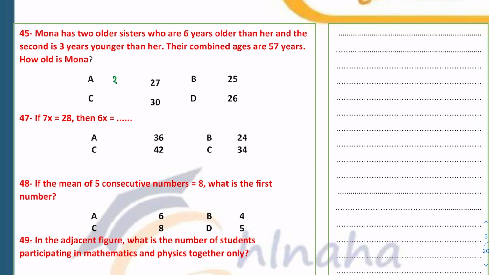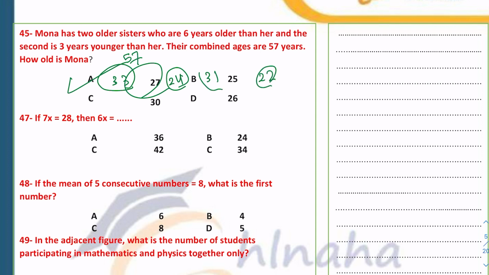We will add 6, it will be 33. And we will subtract 3, it will be 24. We have to add both of them. If I add 33 plus 24, it will be 57. So it's correct, it's letter A. In this scenario, it will be 31 and 22. If you add both of them, it will be 53, which is not 57. So it will be letter A.